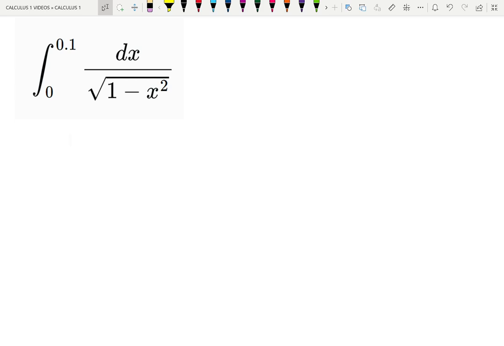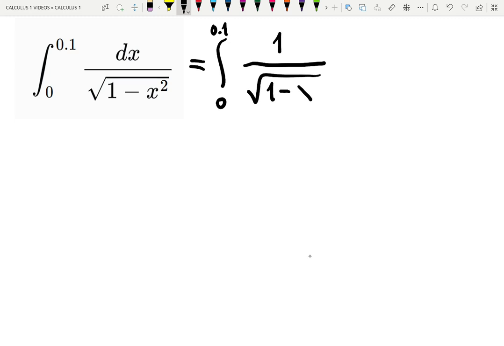Let's integrate from 0 till 0.1, dx all over the square root of 1 minus x squared. Looks a little bit challenging, but let me rewrite it just a little bit, and maybe you'll recognize something. Isn't it the same as 1 over square root of 1 minus x squared dx? Do you recognize this function?